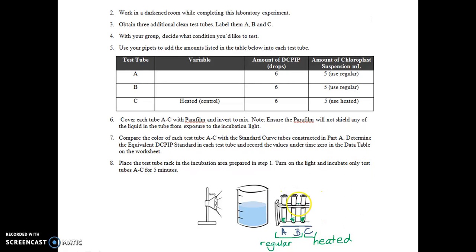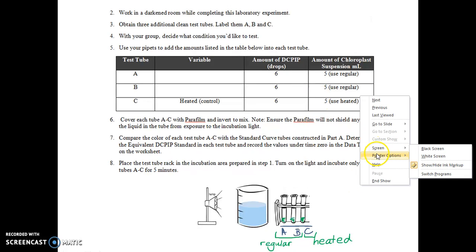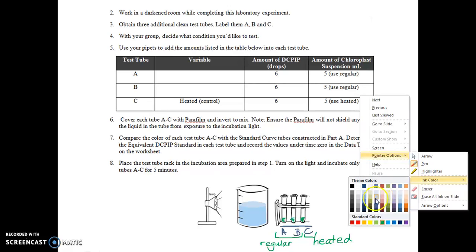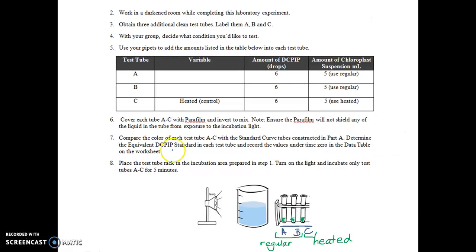And what I want you guys to do is put 6 drops of DPIP into all of that. So we're going to get DPIP: 1, 2, 3, 4, 5, 6.